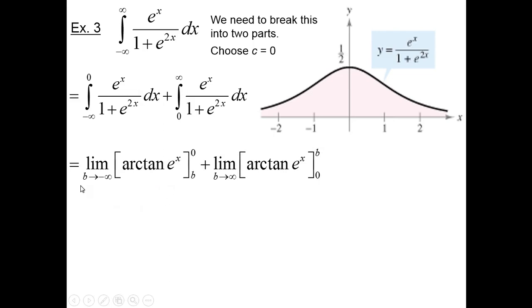Now, notice how I rewrote this first integral. I used b here. Earlier in the PowerPoint, I used a. It doesn't really matter what variable you're working with. I just use b kind of as a matter of convention, but make sure you see what I did. I just changed this lower limit to some variable. I called it b, and I'm going to take that limit as b goes to negative infinity. And then the other one I wrote as the integral from 0 to b. I'm going to take the limit as b goes to positive infinity this time.